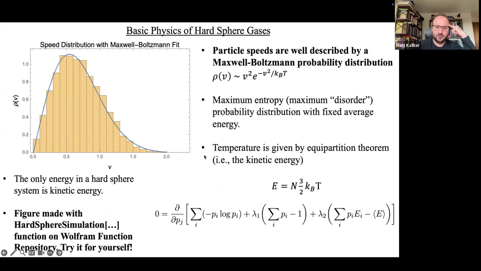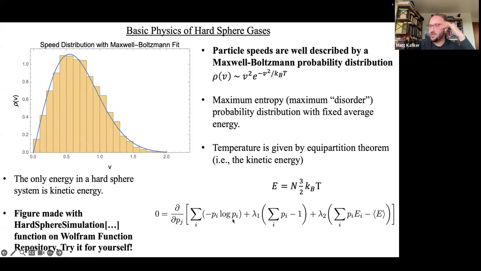Here I'm looking at the distribution of speeds. This is a Maxwell-Boltzmann distribution. The functional form of this thing is like this. And where does this come from? So this is the maximum entropy probability distribution with the additional condition that the average energy of the system is fixed. So I have the sort of mathematical expression of this idea.